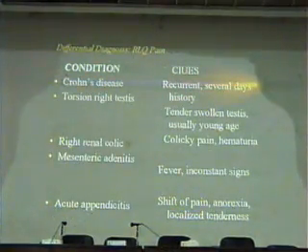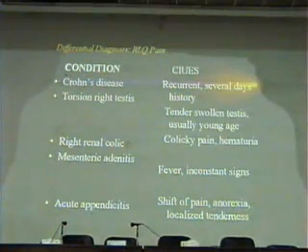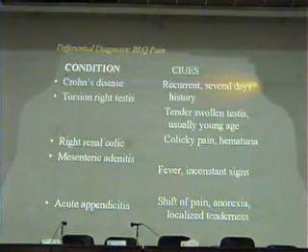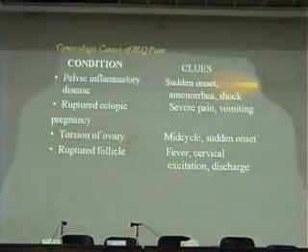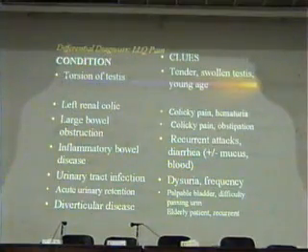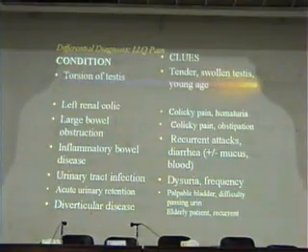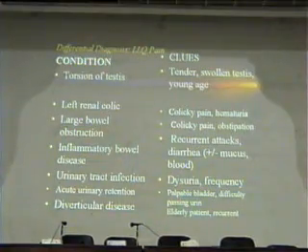In the right lower quadrant, we have Crohn's disease, torsion of the right testis, right renal colic, mesenteric adenitis, or acute appendicitis. In the right lower quadrant, we may also have pelvic inflammatory disease, ruptured ectopic pregnancy, torsion of the ovary, or ruptured follicles. In the left lower quadrant, we can have torsion of the testis, left renal colic, large bowel obstruction, inflammatory bowel disease, urinary tract infection, acute urinary retention, or diverticular disease.